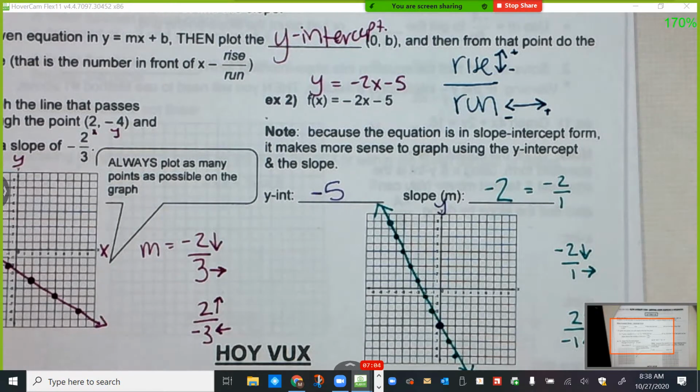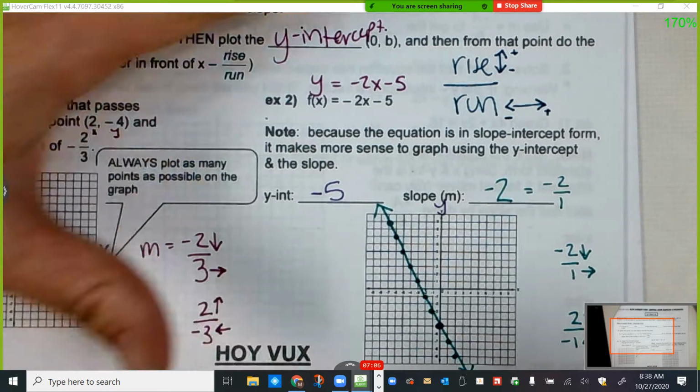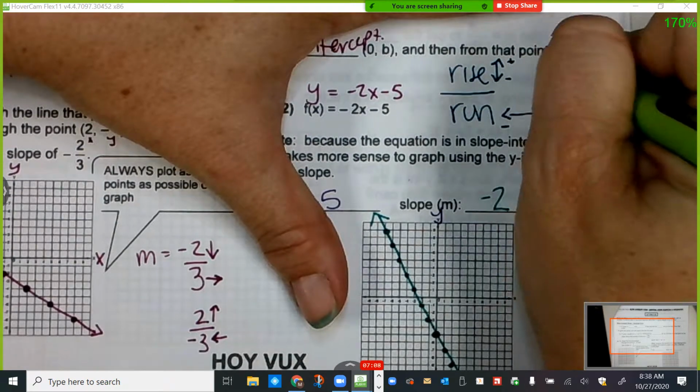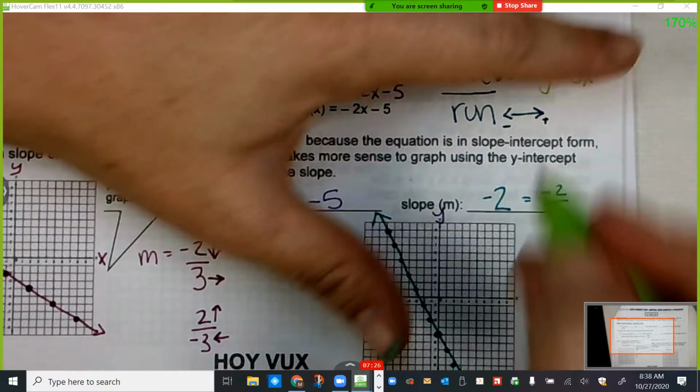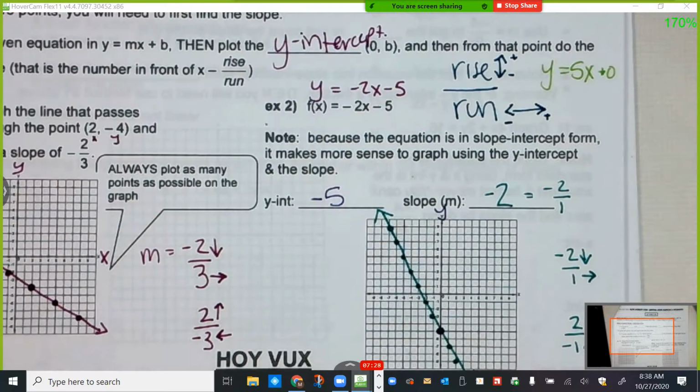And on top of that, what if I gave you an equation y equals 5x? What's my slope? 5 over 1 or 5. And what's my y-intercept? 0. It doesn't tell me, but that's because it's 0. Why would we write equations and put plus 0? We know that doesn't change anything, so we don't put it there. So if you have just a slope, you are starting at the origin.